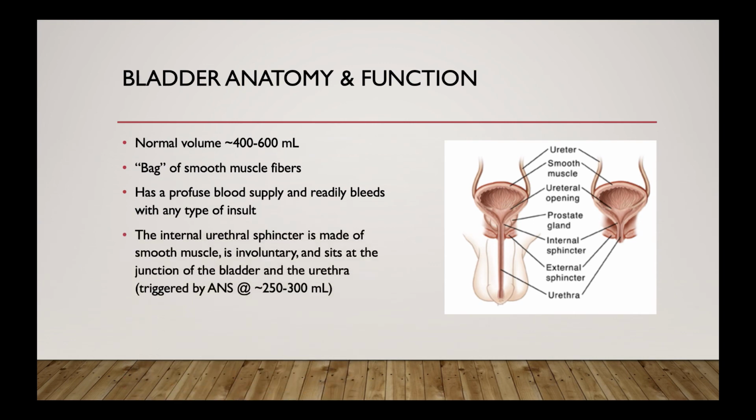The internal urethral sphincter is made up of smooth muscle, and it's involuntary. It sits right at the junction, as you can see. You can see the internal sphincter on both the male and the female. And when the bladder gets to about 250 to 300 mLs in it, that sphincter just relaxes, all on its own. It's completely involuntary by the autonomic nervous system. But that's when we feel like, oh my gosh, I got to go to the bathroom. I'm going to pee myself. My bladder is full. And in some cases people do, which we'll talk about in a second.